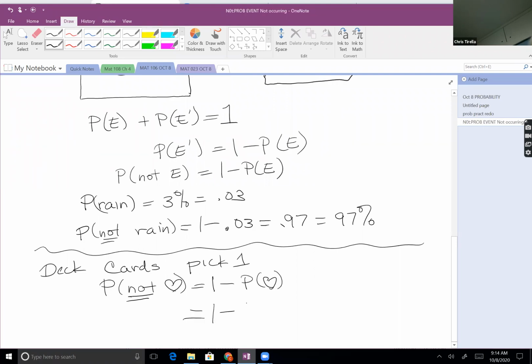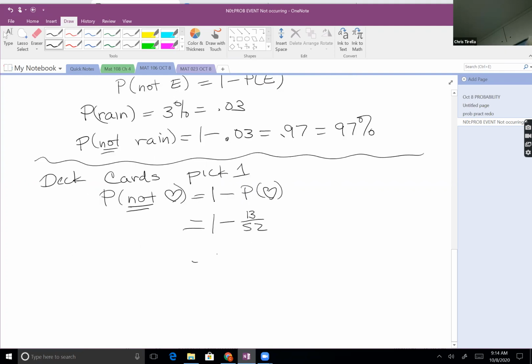And in my deck, there are 13 out of 52 that are hearts. So that we have a common denominator, 52 out of 52 minus 13 out of 52 gives me 39 out of 52, or 3/4. And the not is the idea that to find the probability of something not occurring, we find the probability that it does occur and then subtract from 1.